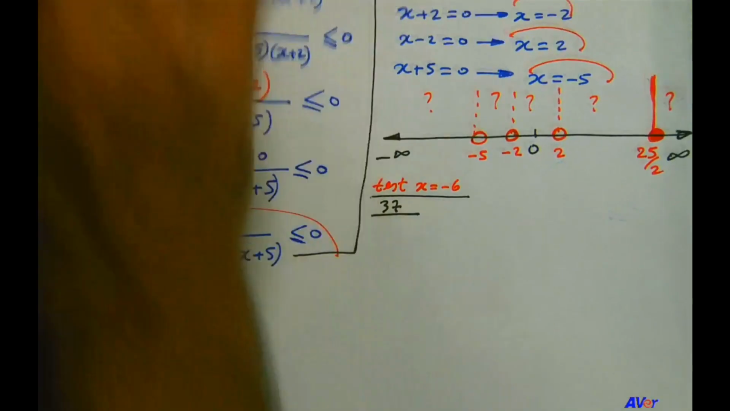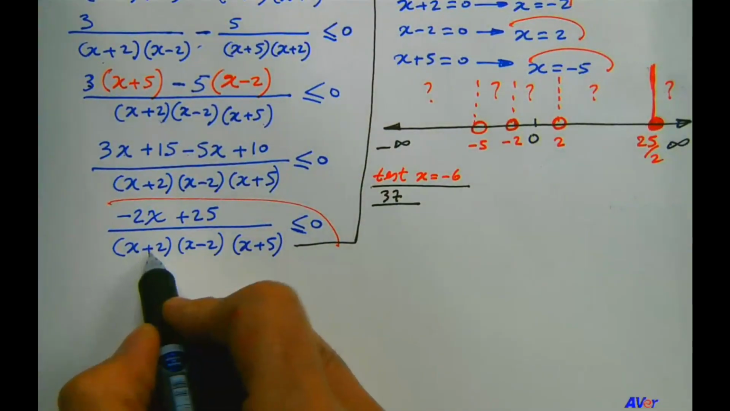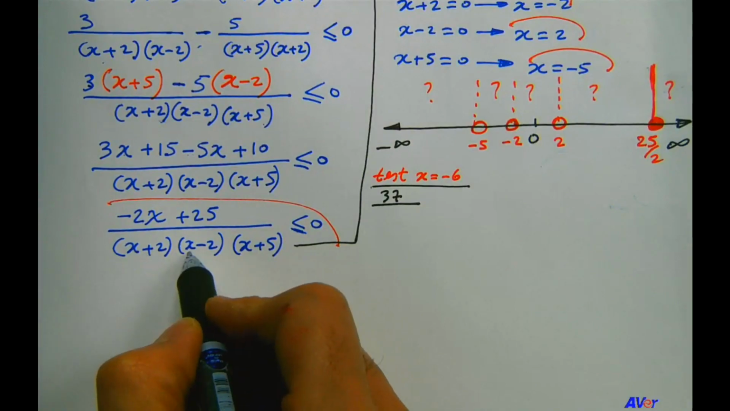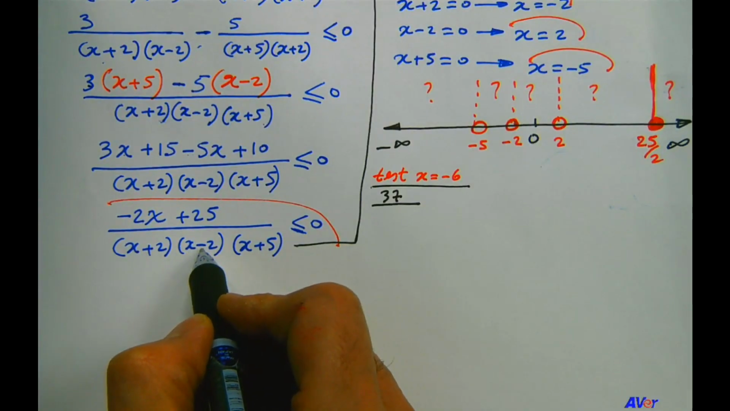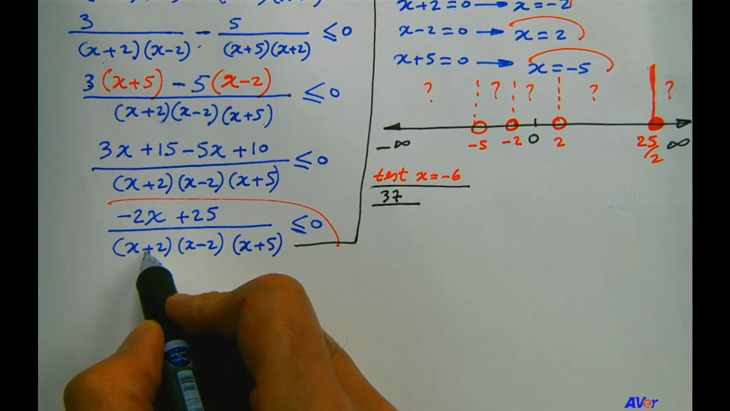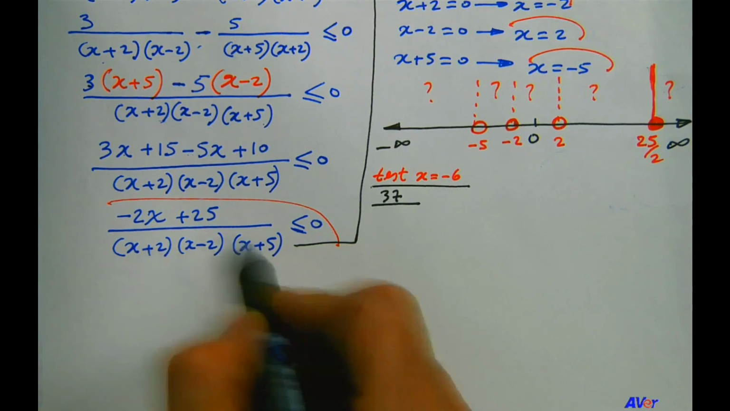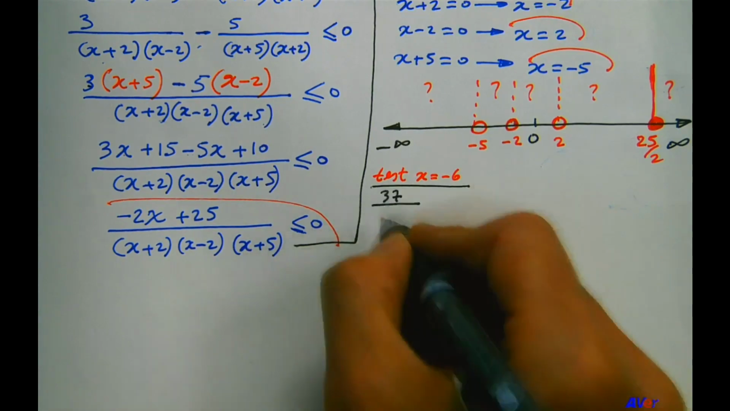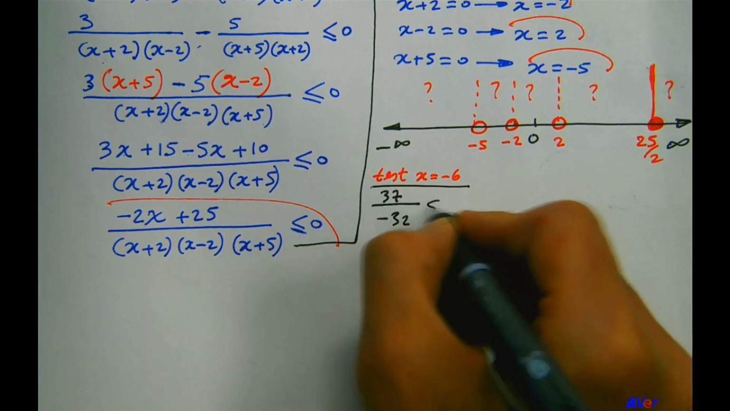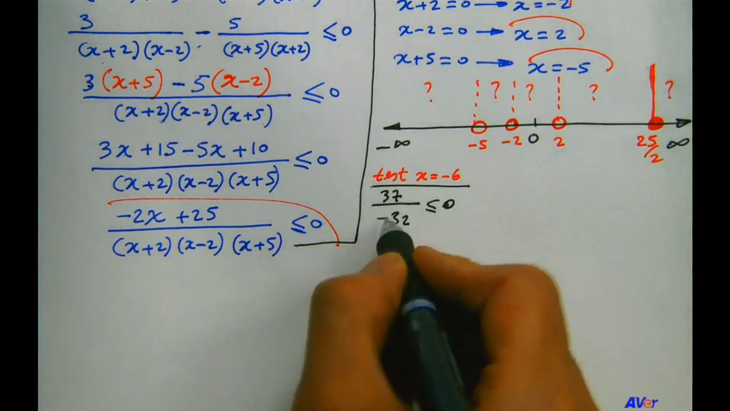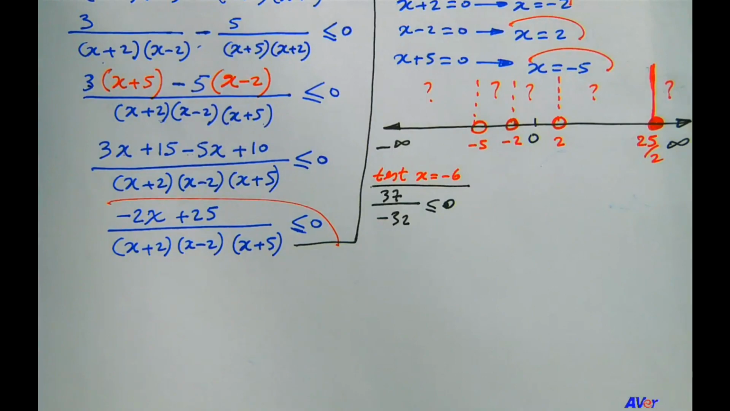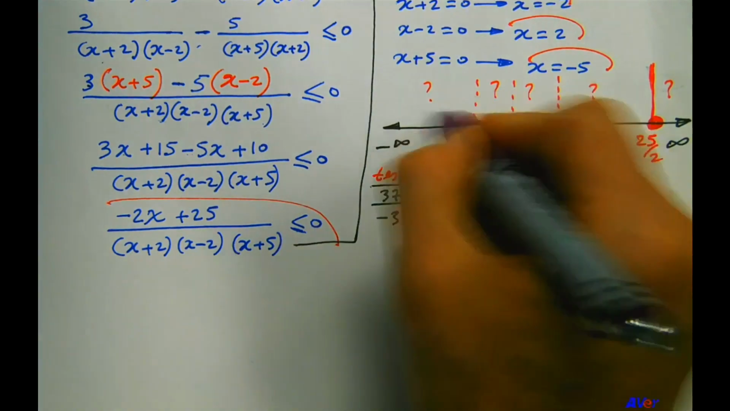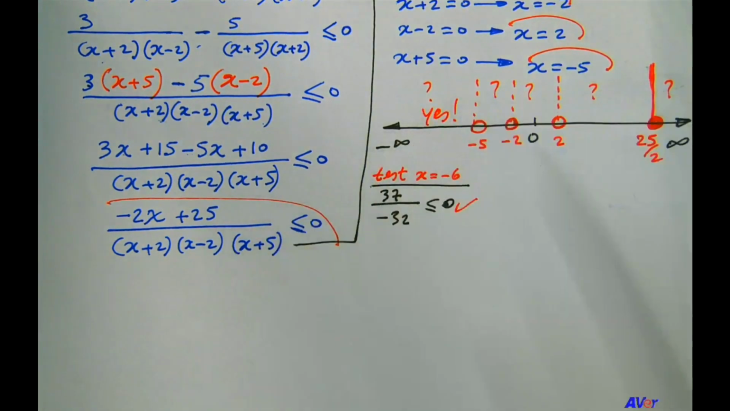So minus 6 plus 2 is minus 4. Minus 6 minus 2 is minus 8. Times minus 4, that's positive 32. Times another minus 1 from this, since minus 6 plus 5 is minus 1. So minus 32. Is the left side less than or equal to 0? Absolutely. Right? So this checks out. So in this region we have yes, we have a solution there.